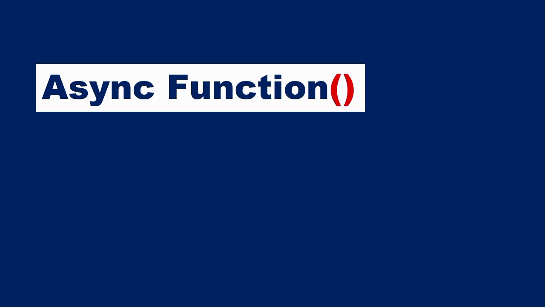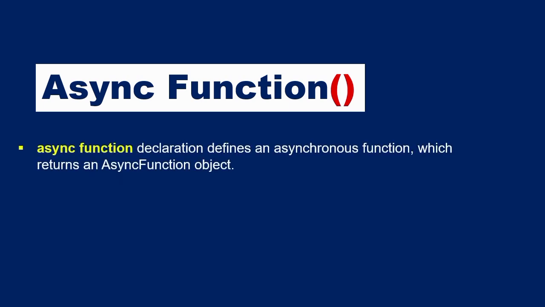The Async function is a new feature added to ECMAScript 2017, which is also referred to as ES8. The Async function declaration defines an asynchronous function which returns an async function object. When you say something is asynchronous, you're talking about an execution that does not have to wait for other executions to complete before it executes.